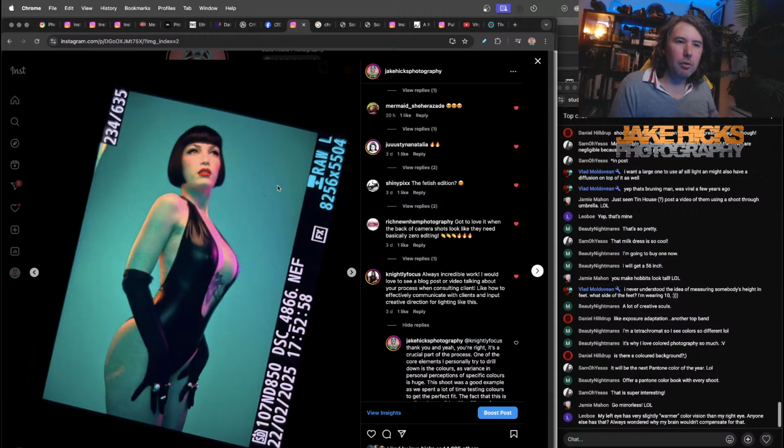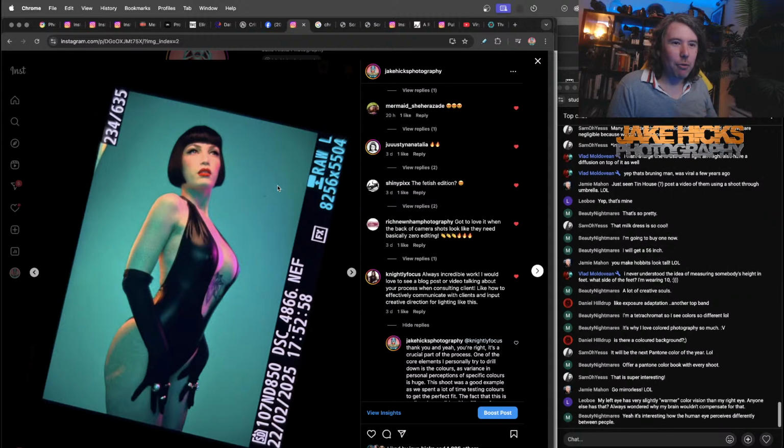Yeah. I love color photography so much. I mean, it does have its issues. Yeah. Is there a color background? That there is not a color background there. That is with LED lights. Yeah. With the next color, Pantone. Oh yeah, the Pantone color of the year. I mean, don't get me started on that. Yeah, offer a Pantone color book with every shoot. It is. You can do.